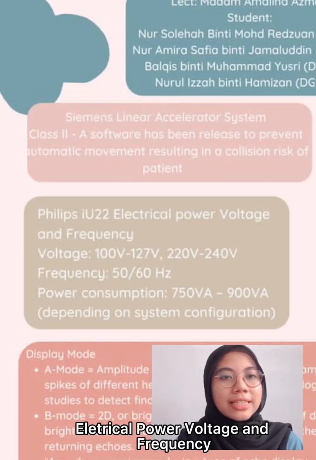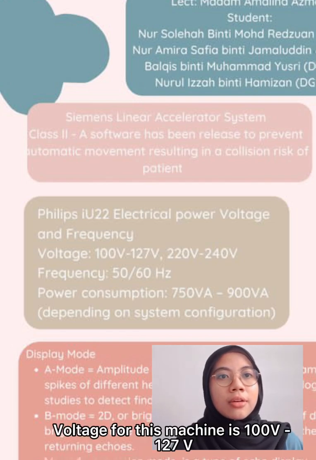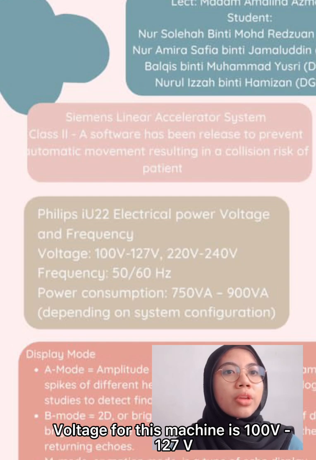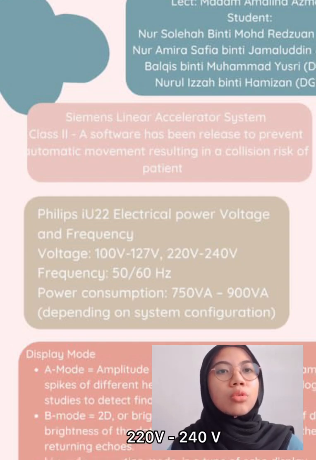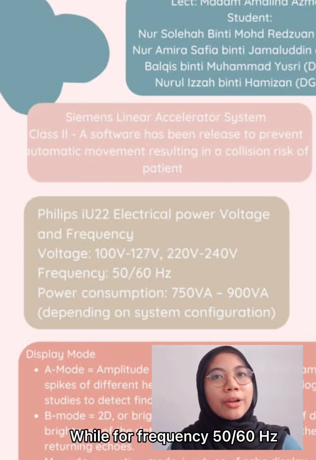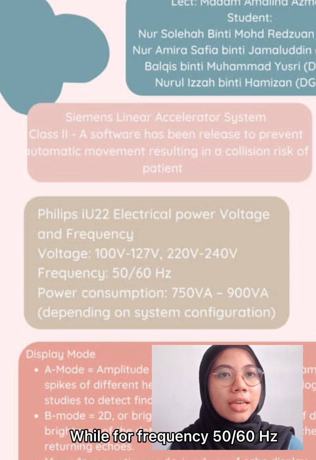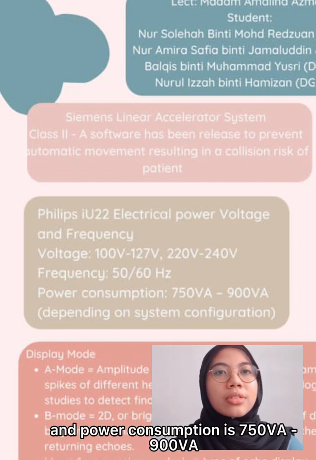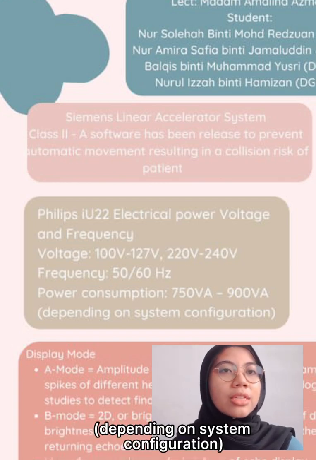Electrical power, voltage and frequency. Voltage for this machine is 100 volt to 127 volt and 220 volt to 240 volt. While for frequency, 50 or 60 Hz, and power consumption is 750 volt-ampere to 900 volt-ampere, depending on system configuration.